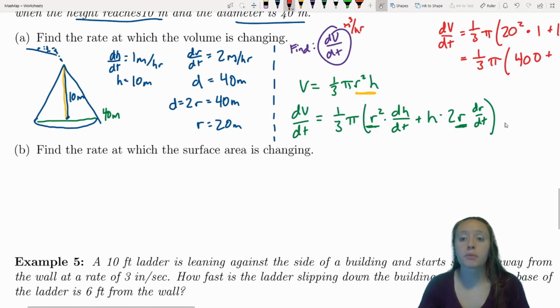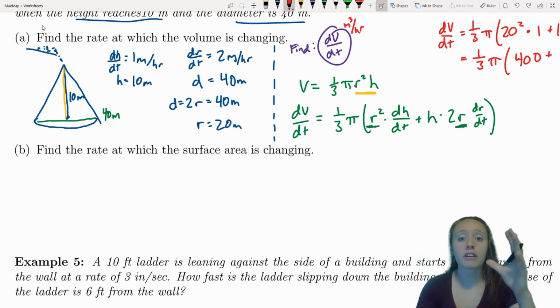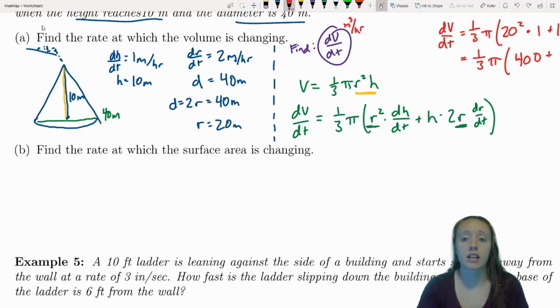So my next part, for part B, I'm going to use all the same given information, including the fact that we were able to calculate that radius, because remember, that radius was based on our given information, that diameter, so we didn't do any manipulation from anything that was given in part A, so all of our given information still applies in part B. And we're going to find the rate at which the surface area is changing.